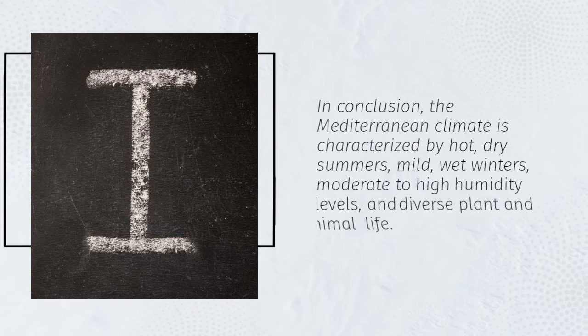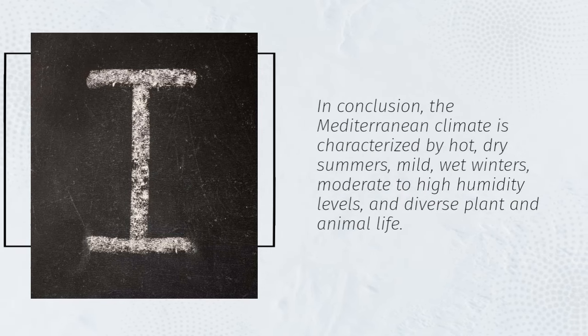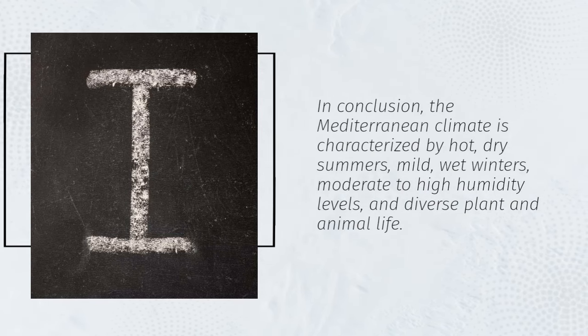In conclusion, the Mediterranean climate is characterized by hot, dry summers, mild, wet winters, moderate to high humidity levels, and diverse plant and animal life.